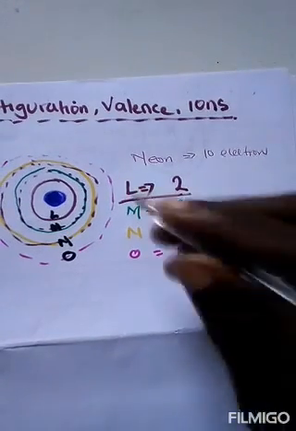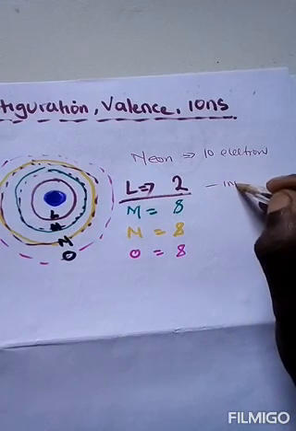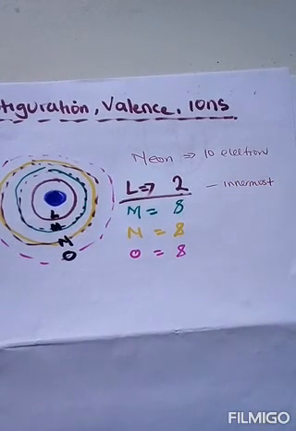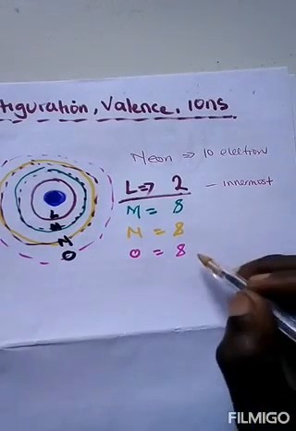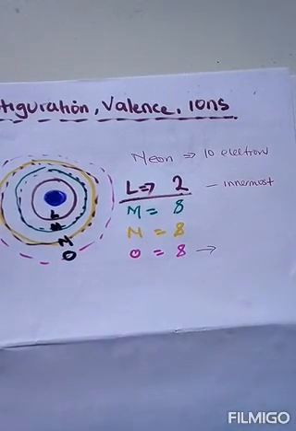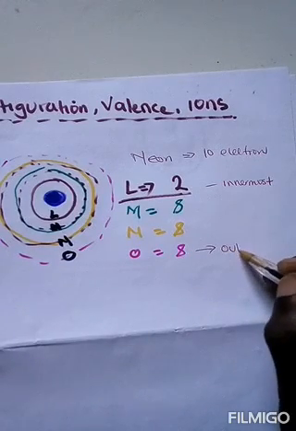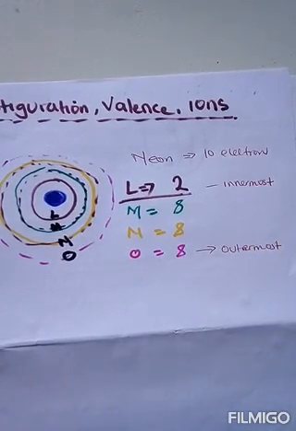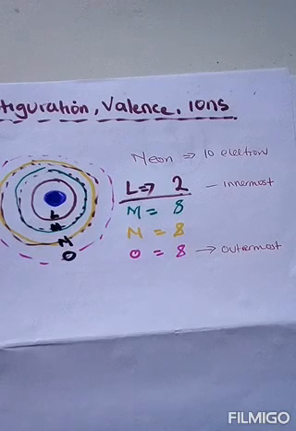The shell close to the nucleus, we call it the innermost shell. In this case, shell L we call the innermost shell. Then the shell which is at the end, at the last, we call the outermost. Innermost inside, outermost outside. Okay, so the innermost shell has 2 electrons. All other shells, apart from the innermost shell, contain a maximum of 8 electrons.